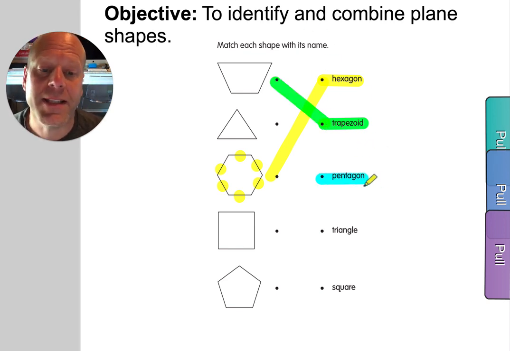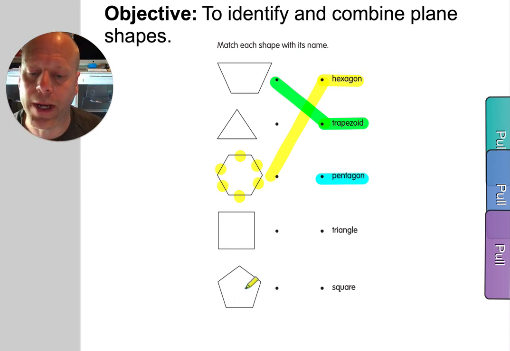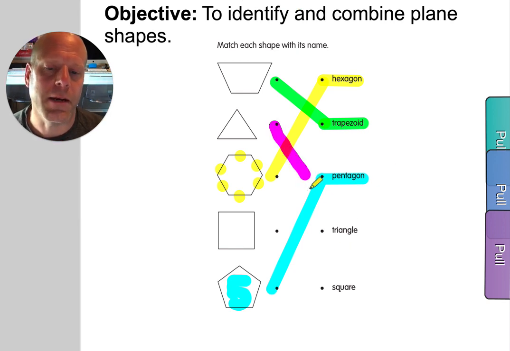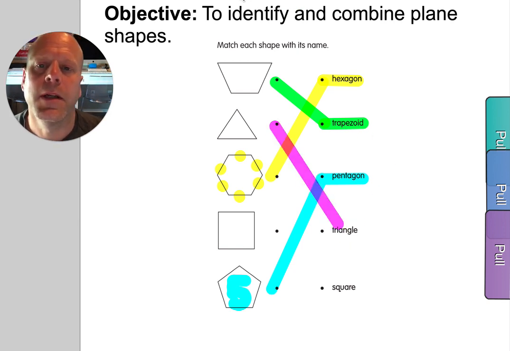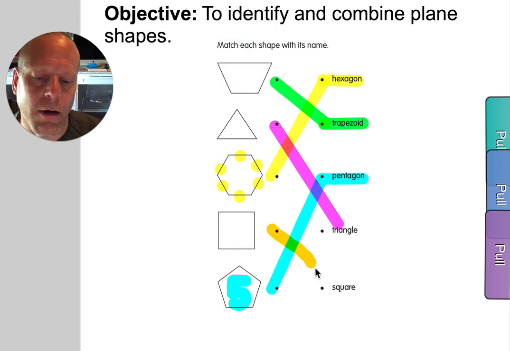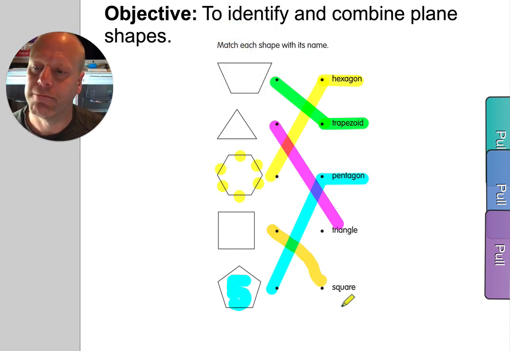How about penta? Oh, that means 5. We found that. Penta. This is a regular 5-sided pentagon right down there. Easy. Triangle. I could do that in my sleep. And the last one, let's pick a fun color here. How about orange? Square. Another pretty easy one.